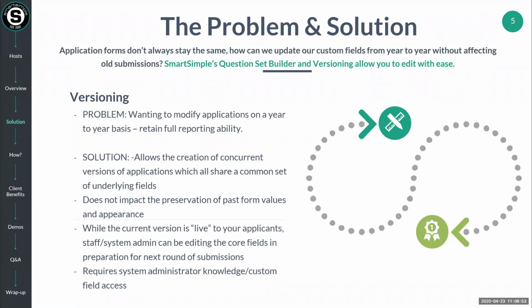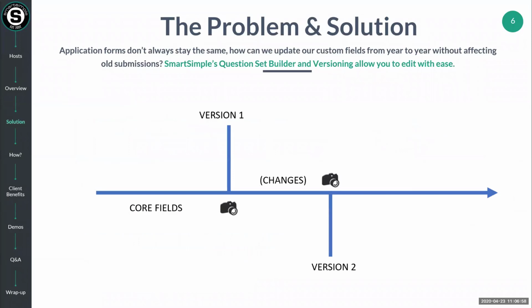But that's not how the SmartSimple versioning works. It's more like a timeline. So you can think of your custom fields as your core field set. So those are the constant in everything.